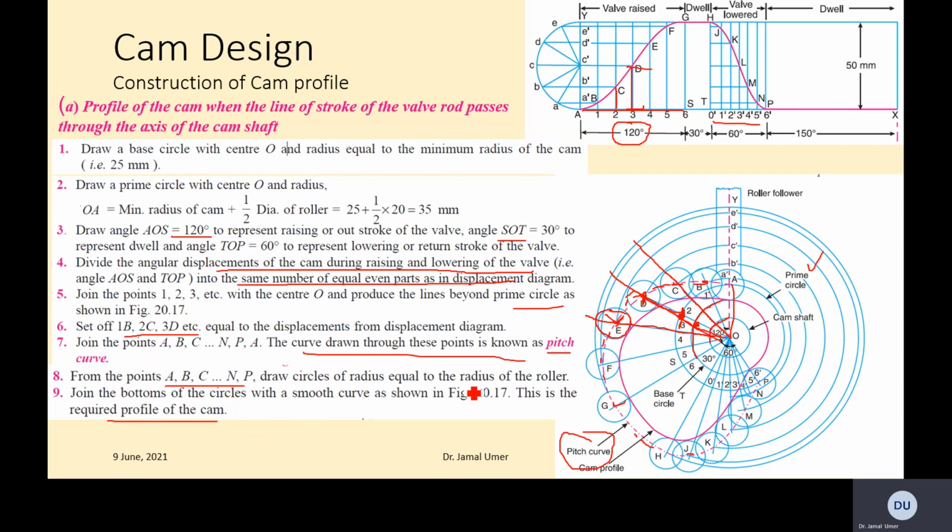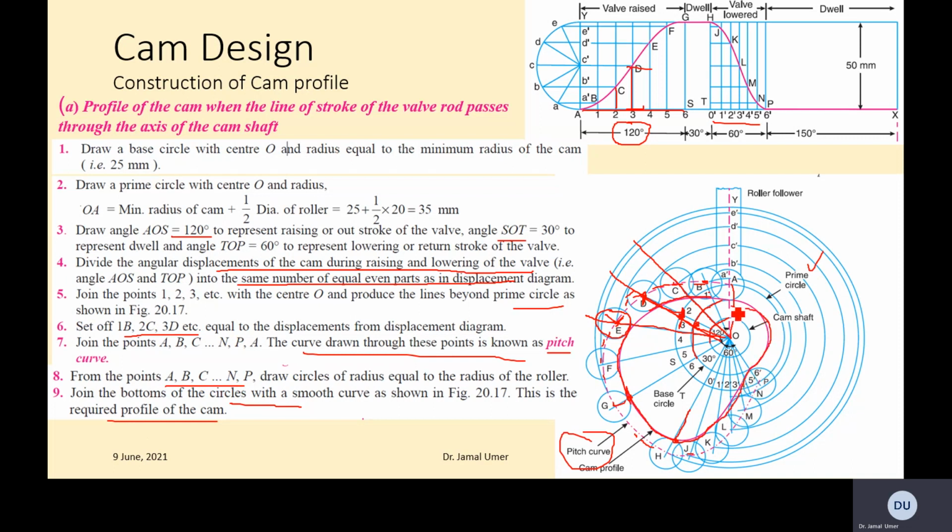Draw the circle of radius equal to the radius of the roller. Join the bottom of the circle. This time you join the bottom of the circle like that. So where each circle is, the bottom point where it meets, you connect those points. So this is the cam profile, right?